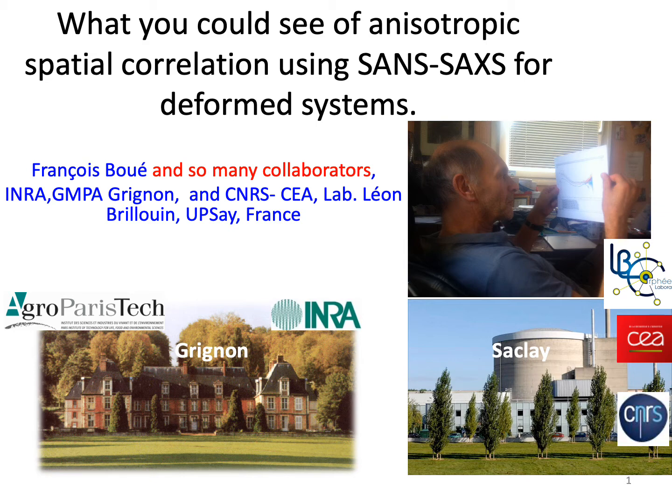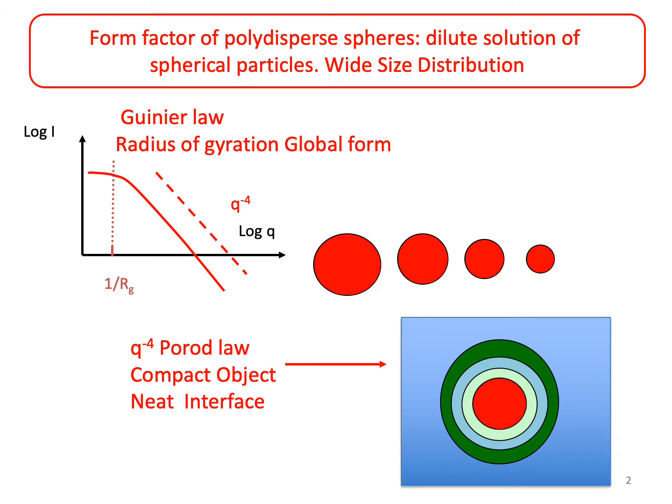Let us now start. I will start from a very usual and simple object, which is a sphere. Actually, an assembly of spheres of different sizes with a wide size distribution in the dilute regime, so that we see only the form factor of these spheres. This form factor is represented here in a log I, log Q representation.